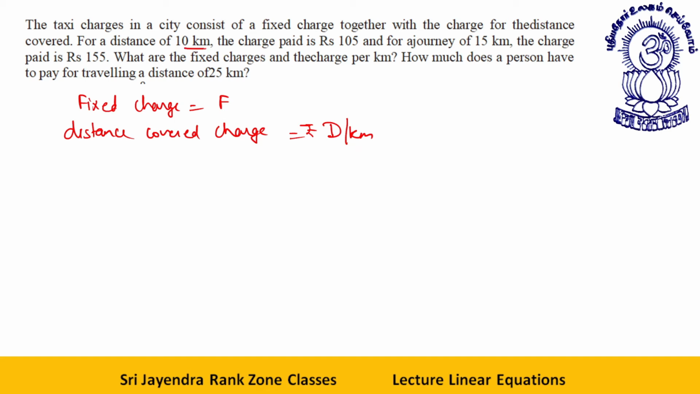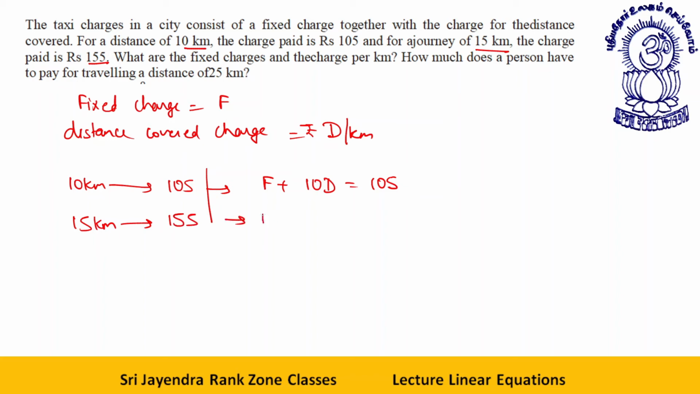For a distance of 10 kilometer, the charge paid is rupees 105. So how will that charge be, dear student? That charge will be fixed charge plus 10D is equal to 105. For a journey of 15 kilometer, the charge is 155. So I can say F plus 15D is equal to 155. This is the first equation. This is the second equation.